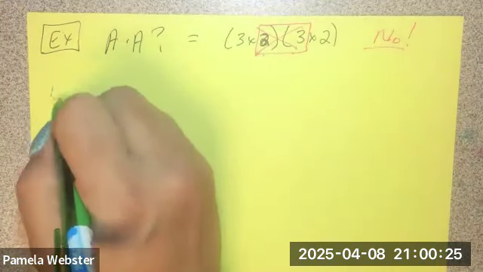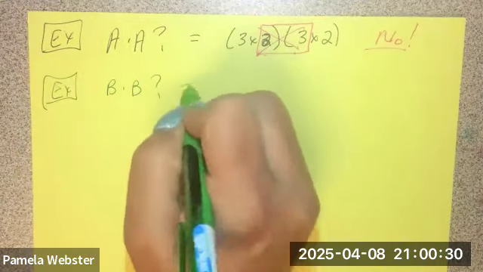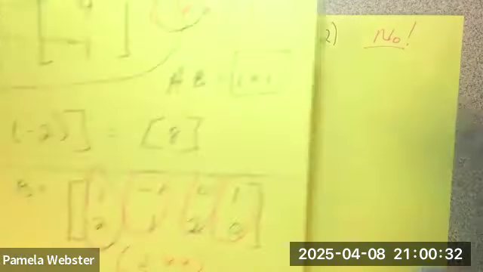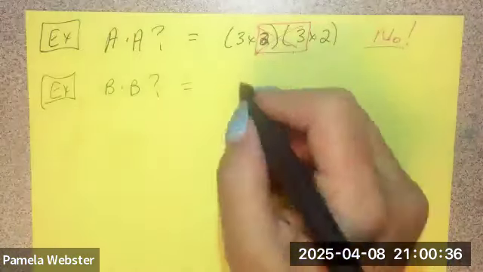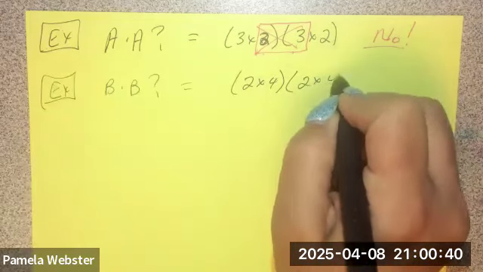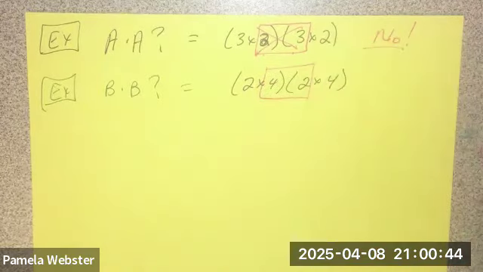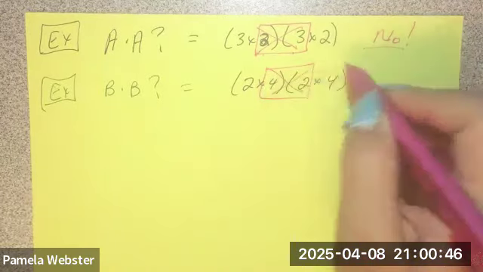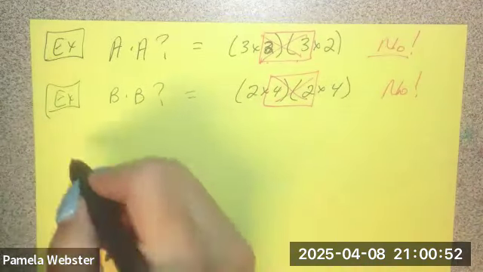Okay. How about if I asked you to do B times B? Can you do that? Let's see. 2 times 4 for the B. So it would be a 2 times 4 times itself, a 2 times 4. Do those match? Look at those inner dimensions. Nope, they still don't match. Nope, not going to do it.